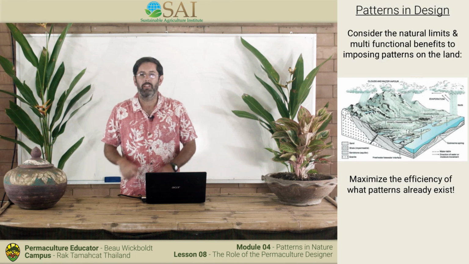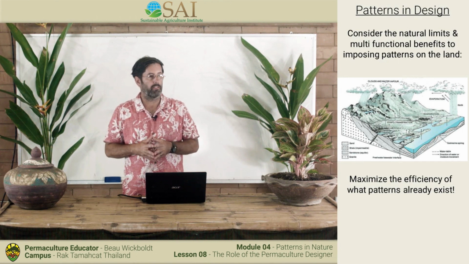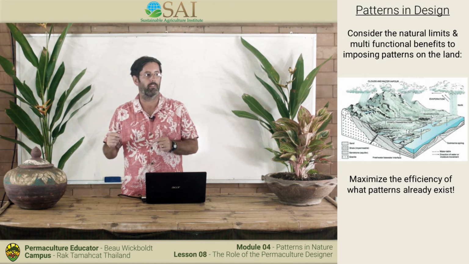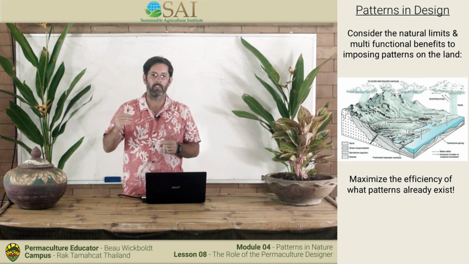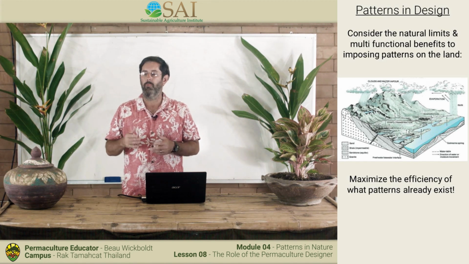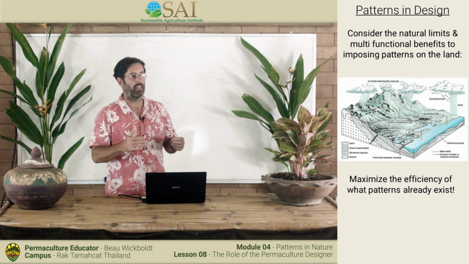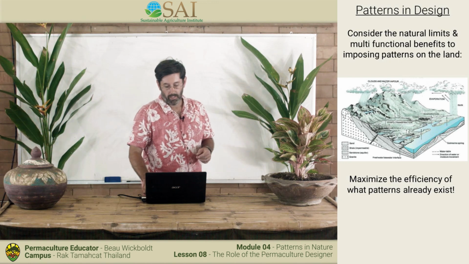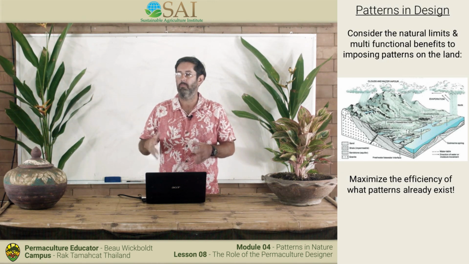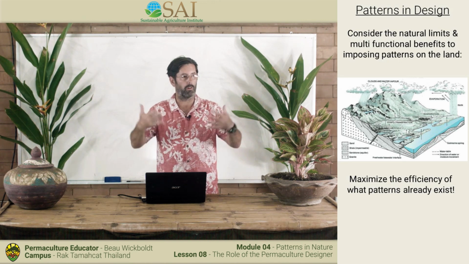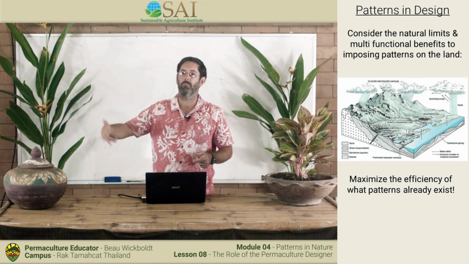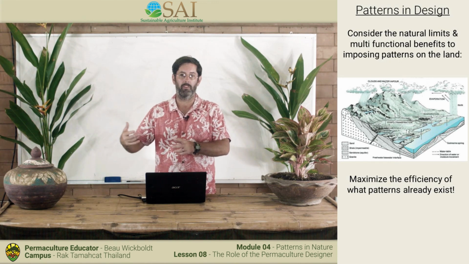So to do that, we need to consider the natural limits and the multiple functional benefits of imposing patterns on the land. Really, don't try to force patterns onto the land. We need to interpret the land's needs, and we make patterns that work with the land, not against the land. Maximize the efficiency of what patterns already exist. So that means you need to learn to observe the patterns that are taking place and then see how I can more utilize them to my benefit without changing them.